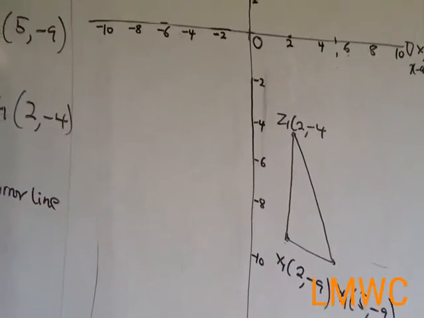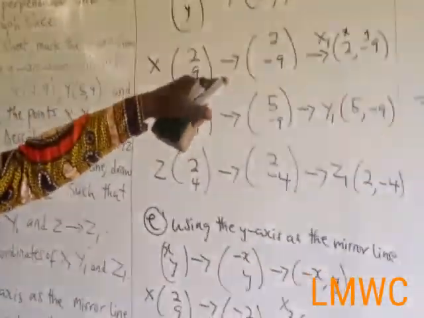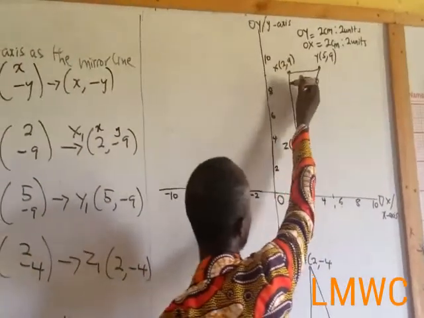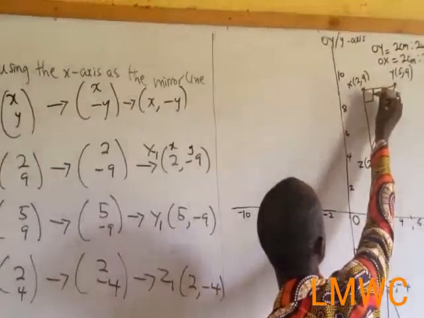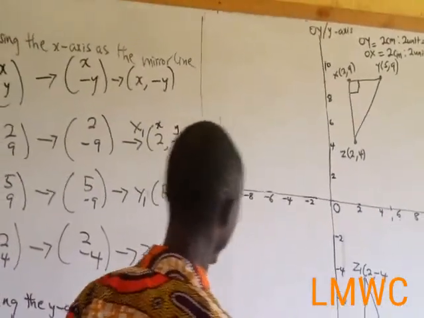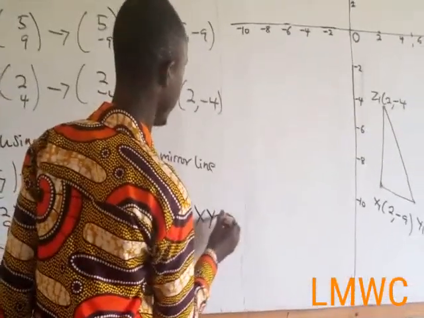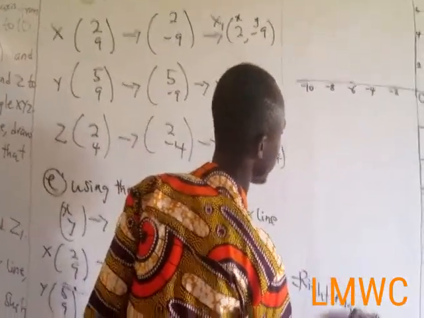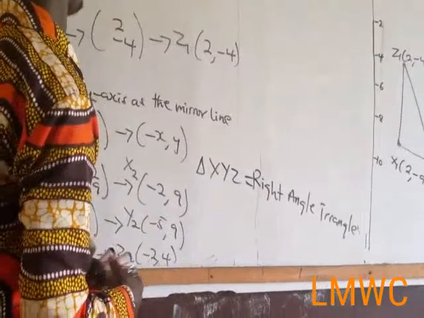So now you see, they ask you to describe triangle XYZ. Triangle XYZ is a right angle triangle because in a right angle triangle, one of its angles is equal to 90 degrees. So triangle XYZ is a right angle triangle. Take note.